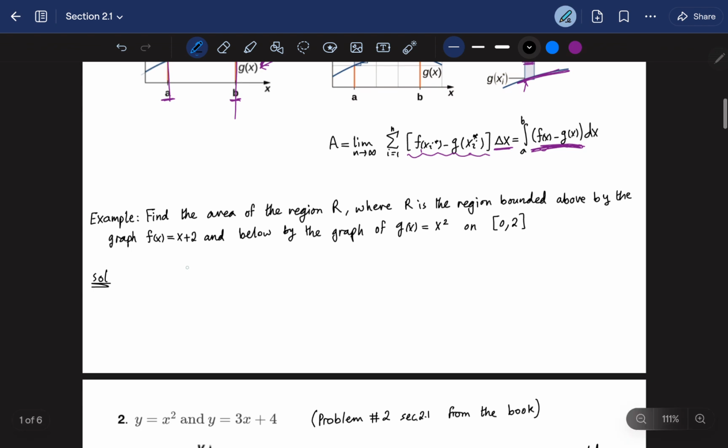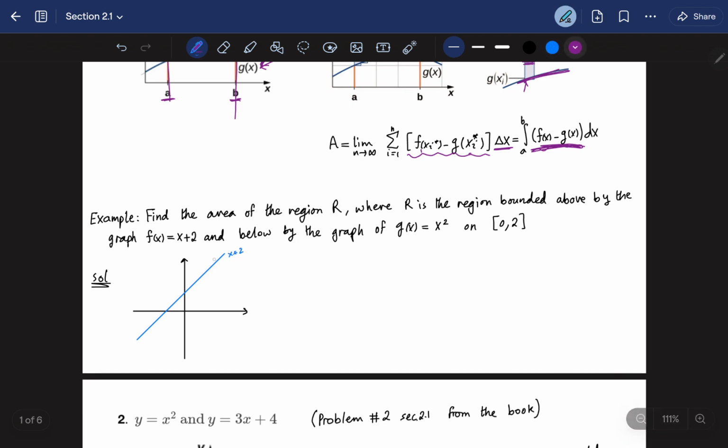So let's do an example here. If I want to find the area of the region R, where R is bounded above by f equals x plus 2, and bounded below by g equals x squared, on the interval from 0 to 1. So the first step, obviously, is I want to graph it. So if we graph x plus 2, it's going to look something like this.